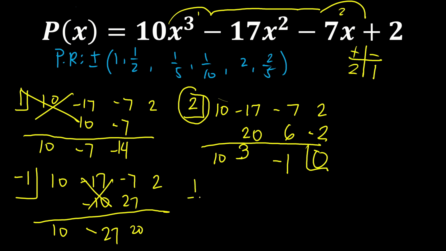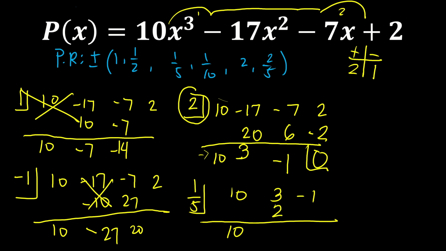So, we have 1/5. Then, ano na ang gagamitin natin na coefficients? Yun pa rin bang 10, negative 17, negative 7, at 2? Hindi na po. Since nag-0 na tayo kay positive 2, kung ano yung naging answer sa baba, yun na yung gagamitin. So, we have 10, 3, and negative 1. So, bring down 10. 10 times 1/5. So, 10 times 1 is 10 divided by 5 is 2.